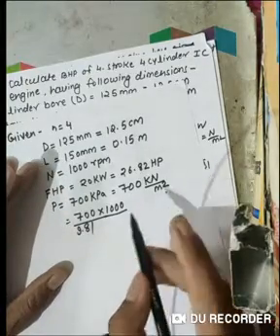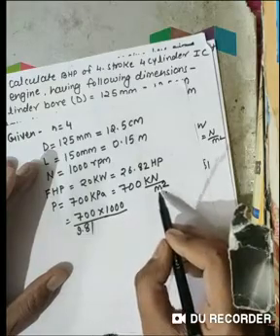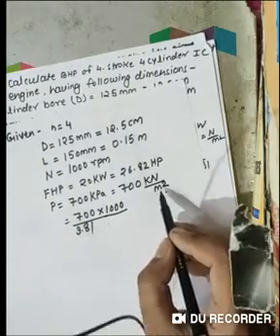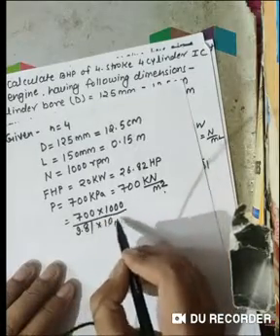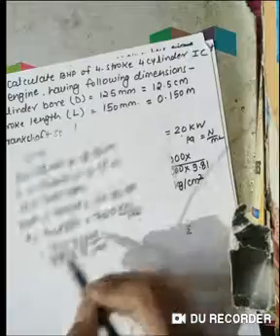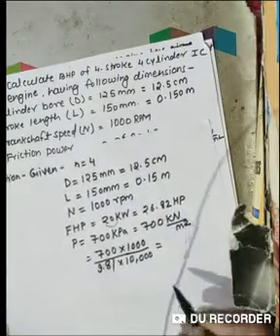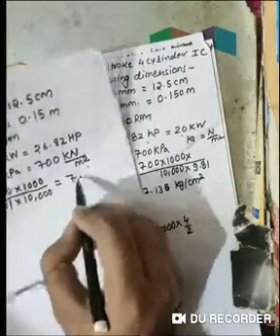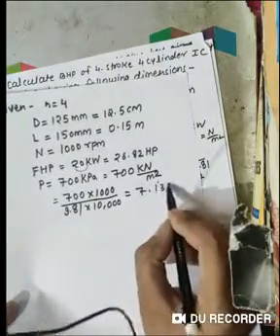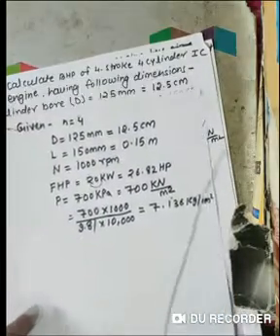We require pressure in kg per centimeter square. In 1 meter there is 100 centimeter, so the square of 100 is 10,000, so it is multiplied by 10,000. Then we solve these things, and we will get 7.136 kg per centimeter square.